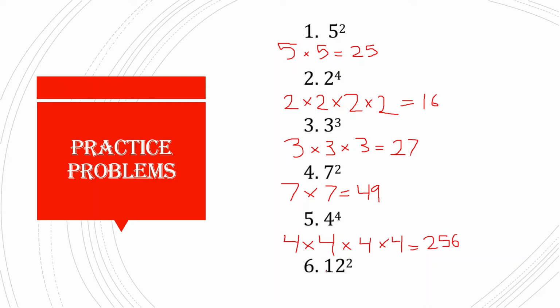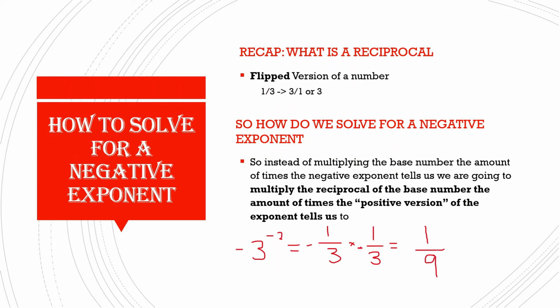And finally, 12 to the power of 2, so we do 12 times 12, and we would get 144. So 12 to the power of 2 is 144. Okay, now we'll be moving on to how to solve for a negative exponent.